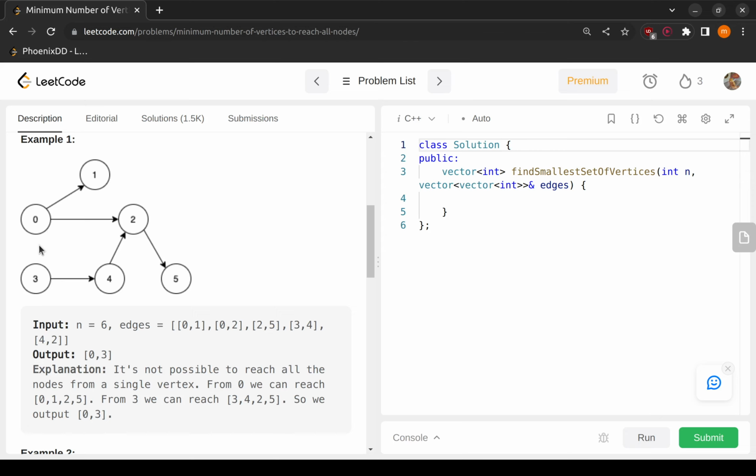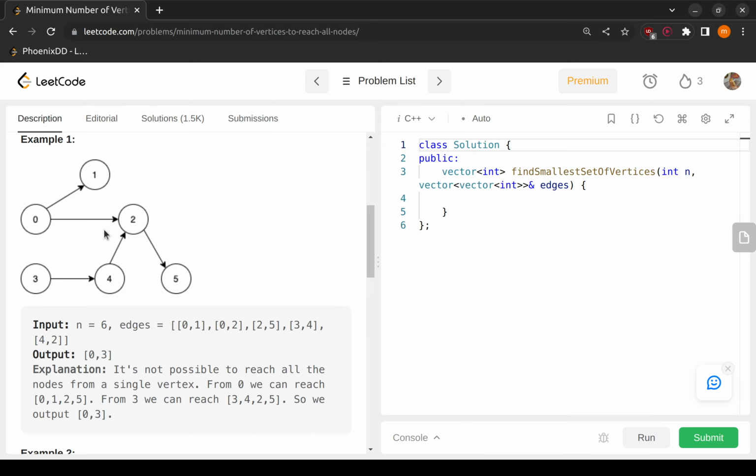So one thing you have to notice is, what are the nodes that we have to pick up no matter what happens? You see we have to pick up 0 and 3, right? Because there's no way to reach 0 and 3. We can't reach 0 and 3 from any other node, right? So we have to pick up 0 and 3. So once we pick up 0 and 3, do you think that we need any other node?